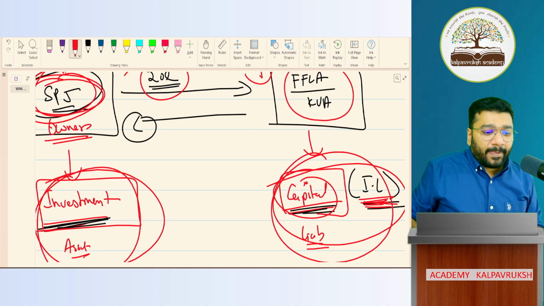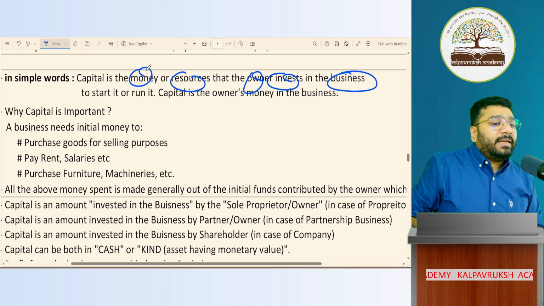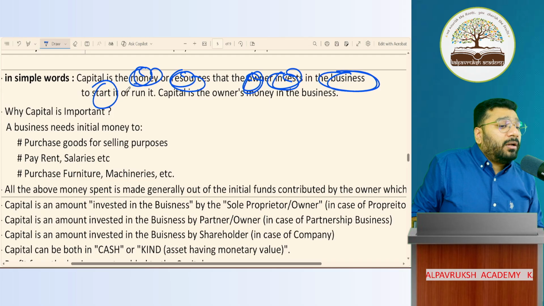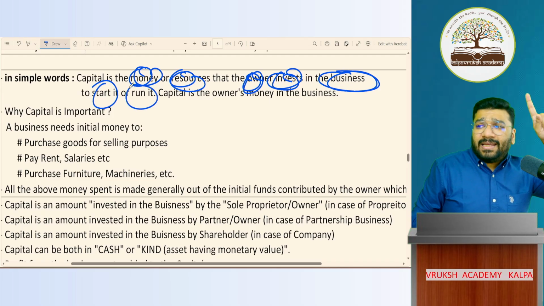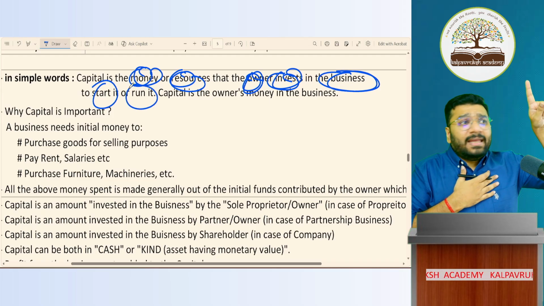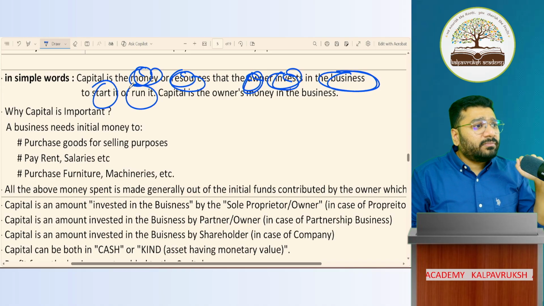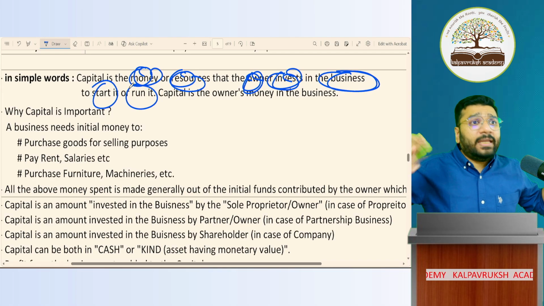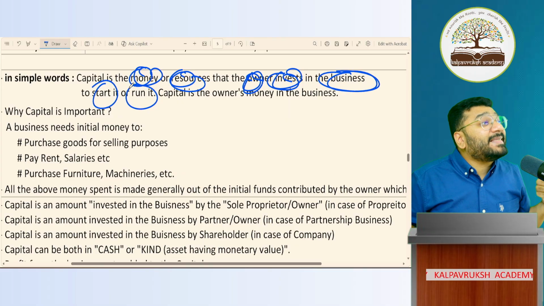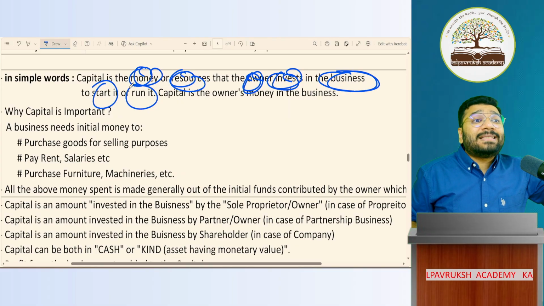Chalo. Capital is the money or the resource that the owner invests in the business, to start the business or to run the business. Got it? Sir, can we receive the capital as an entity only once from the owner? No. If you want more money, you can get more money. That more money is called additional capital.